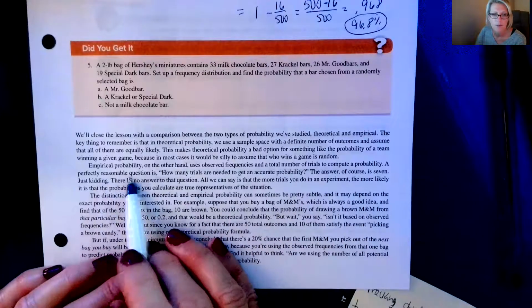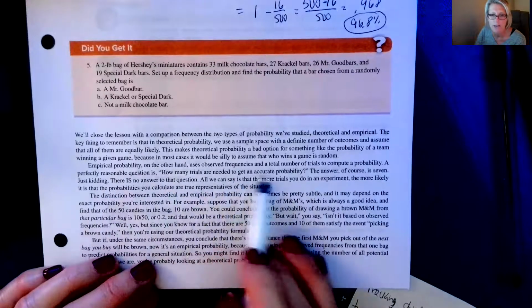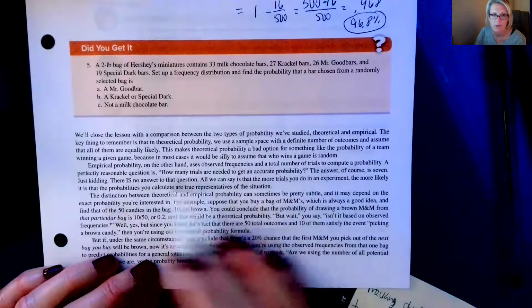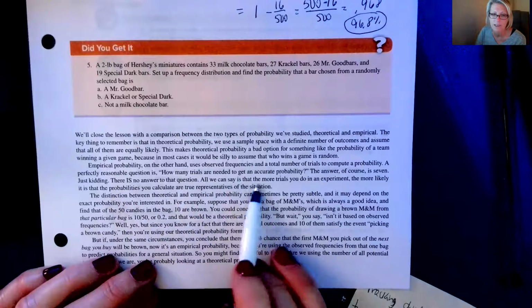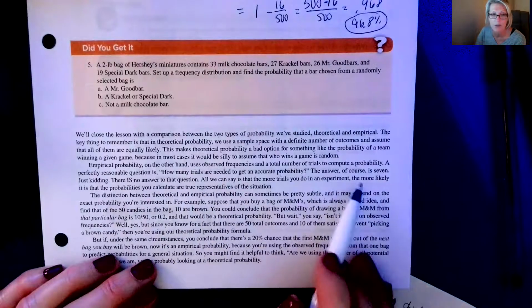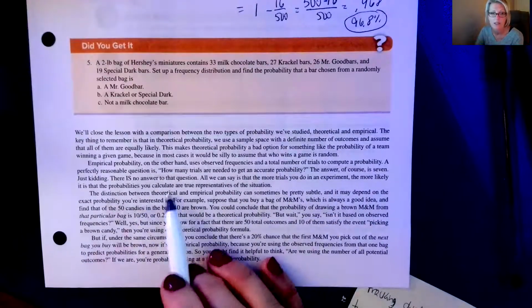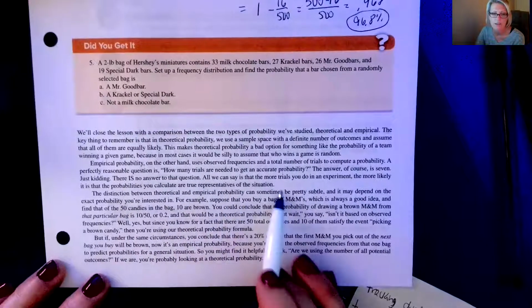A perfectly reasonable question is, how many trials are needed to get an accurate probability? The answer, of course, is 7. Just kidding. There is no answer to that question. All we can say is that the more trials you do in an experiment, the more likely it is that the probabilities you calculate are true representatives of the situation.